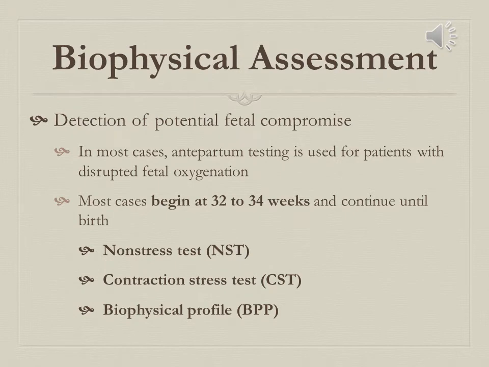So how do we look at the pregnancy and the fetus to determine if there are problems? Well, antenatal testing will give us information regarding fetal well-being, which is a direct indication of fetal oxygenation and status in utero. If there's a concern that oxygenation could be disrupted, such as through placental insufficiency, poor growth, congenital abnormalities, well, the mother can have a non-stress test, a contraction stress test, or a biophysical profile to assess fetal well-being.